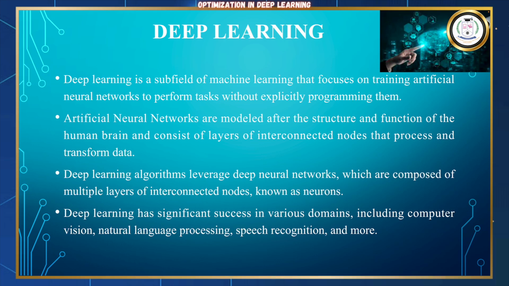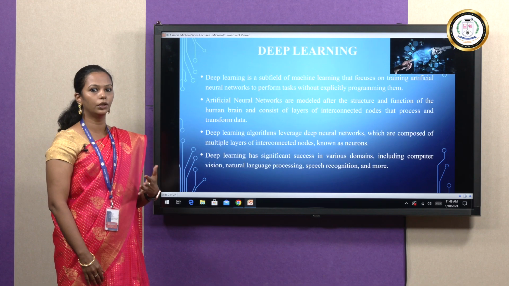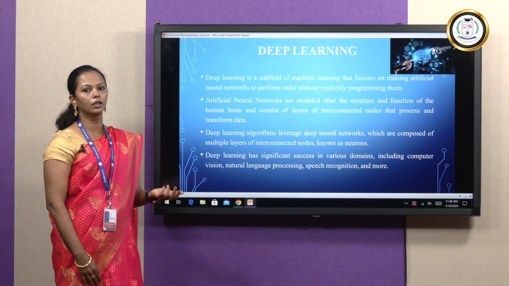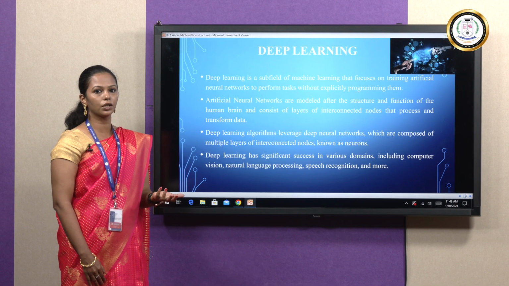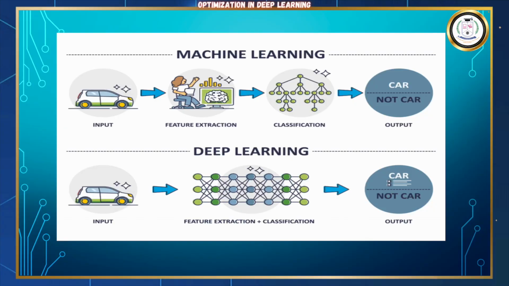So deep learning algorithms are composed of multiple layers of interconnected nodes, and these interconnected nodes are known as neurons. Nowadays, deep learning has significant success in various domains such as computer vision, speech recognition, natural language processing, etc. Now let's see the difference between machine learning and deep learning.